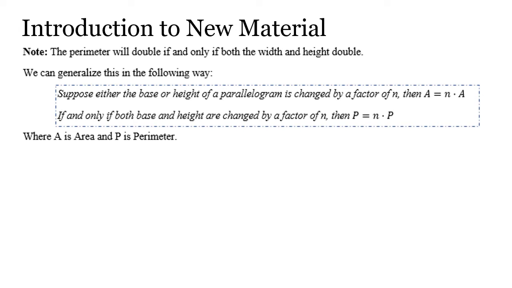Okay, so we can summarize this in the following way. Suppose either the base or the height of a parallelogram is changed by a factor of n, then the area will be n times a. So for example, if the parallelogram's height is 3 times as big, then the area will be 3 times as big. But if and only if both the base and the height are changed by a factor of n, let me write this on here, then the perimeter will be n times bigger, and the area will be bigger by a factor of actually n squared. Like this. Okay, so we'll go ahead and write that on your notes as well.